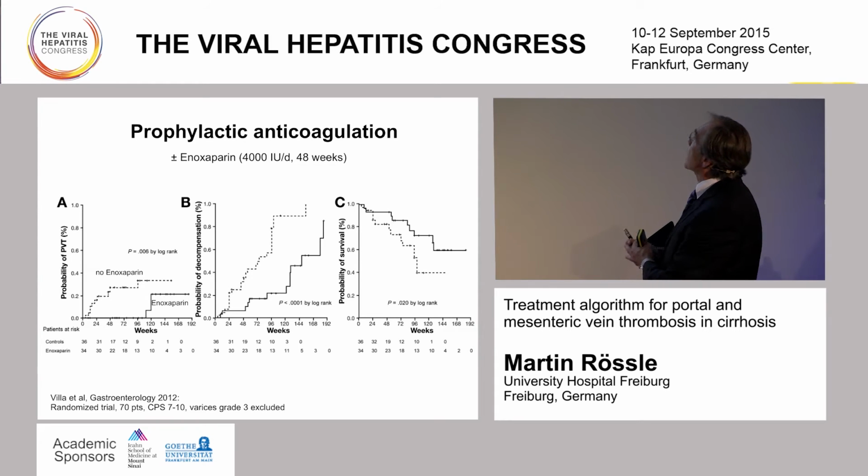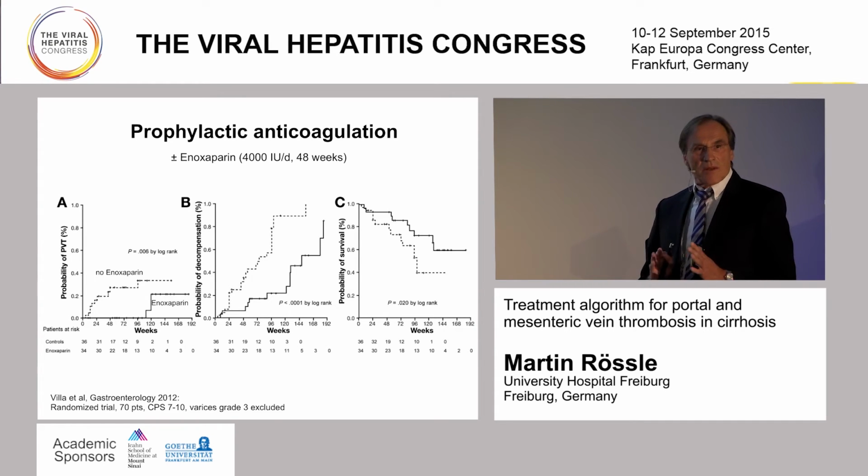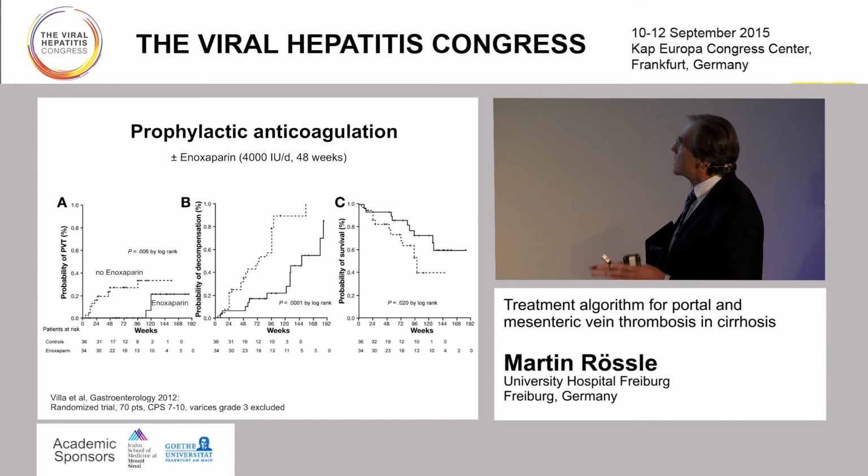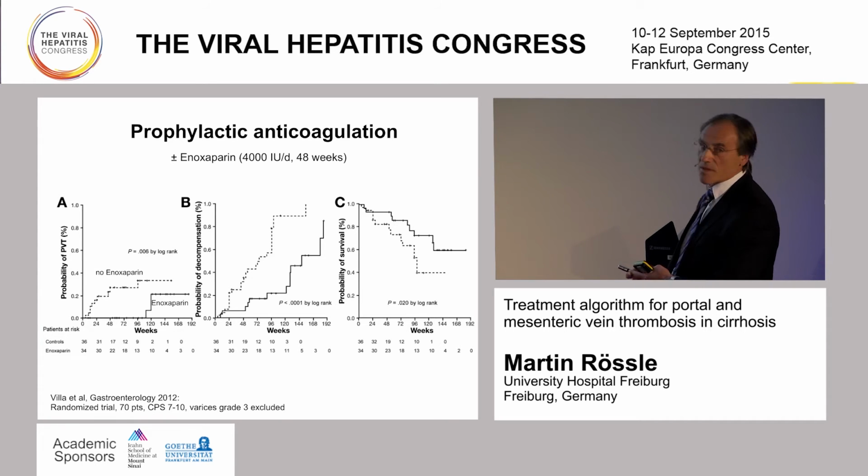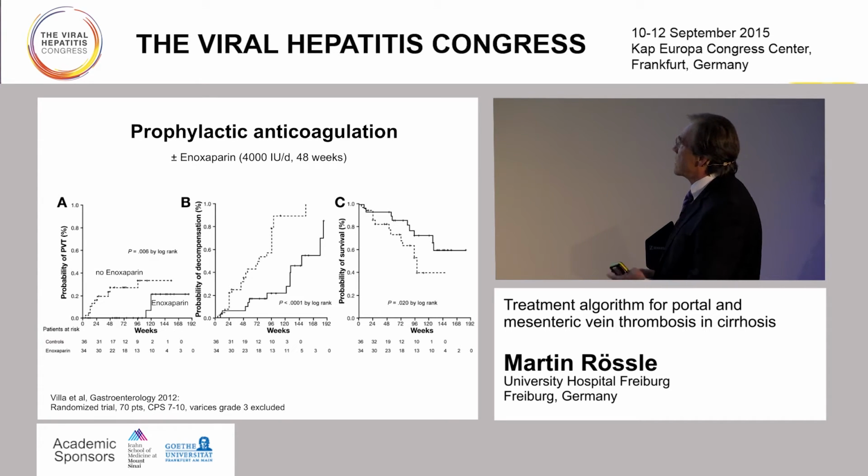First, the prophylactic anticoagulation. None of these patients had a portal vein thrombosis, but they received enoxaparin. And this trial, the only one with this approach, was published in 2012. It was a randomized trial including 70 patients with a Child-Pugh score of 7 to 10. Varices grade 3 were excluded from the study. I think this is important. And the patients received a prophylactic dose of enoxaparin during 48 weeks of follow-up.